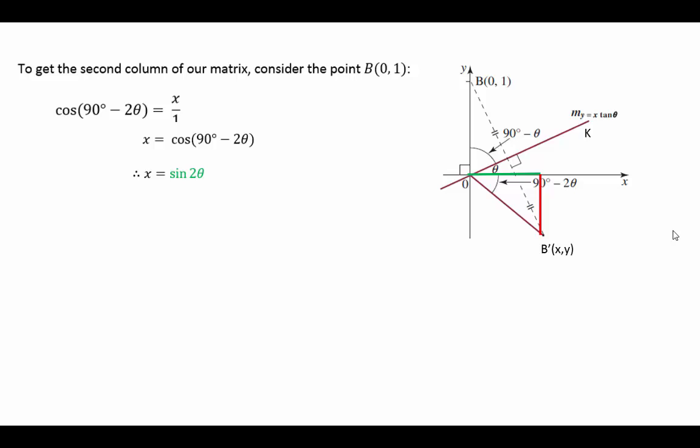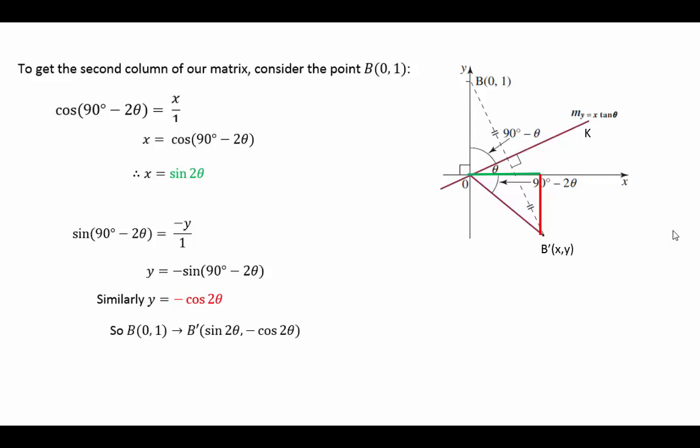Now let's investigate the y coordinate of B dash, denoted by the red line. So sine of 90 degrees minus 2 theta, the angle that we're interested in, is negative y over 1. We'll get a negative value for y. So y equals negative sine of 90 degrees minus 2 theta. And similarly, sine of 90 degrees minus an angle is equal to cos of that angle. So y equals negative cos 2 theta. So the point B, (0, 1), maps onto the point B dash, (sine 2 theta, negative cos 2 theta).